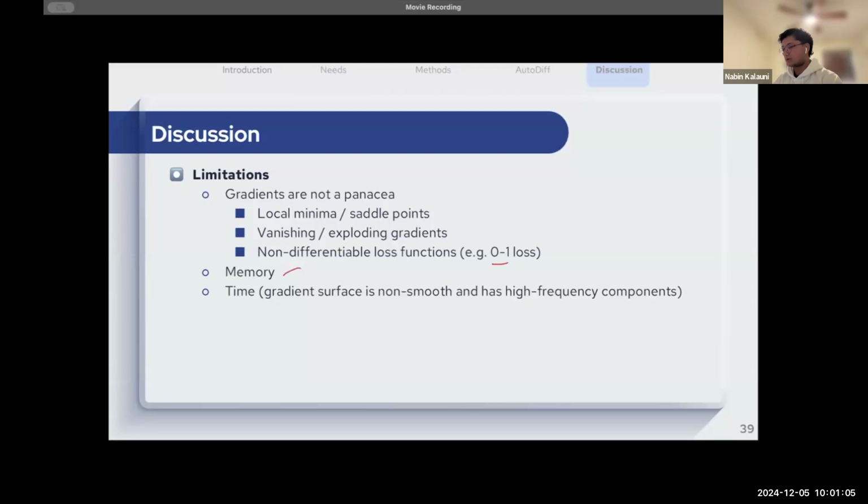And again, memory, as I talked about earlier. And if the gradient surface is non-smooth and there are many peaks, some high frequency components, then again, it can take some time to converge to hopefully the global optimum, right?